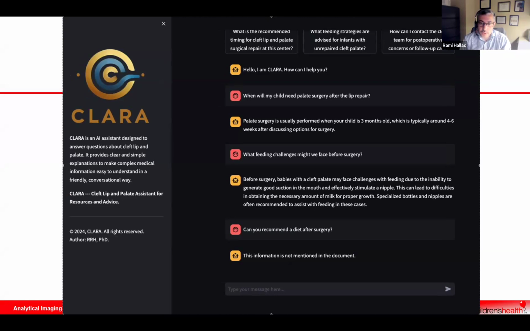Then the user can ask, can you recommend a diet after surgery? And here's the important part. The app doesn't try to guess. It simply says this information is not mentioned in the document. That's exactly what we want healthcare tools to be. If the information isn't available or verified, the system will say so.